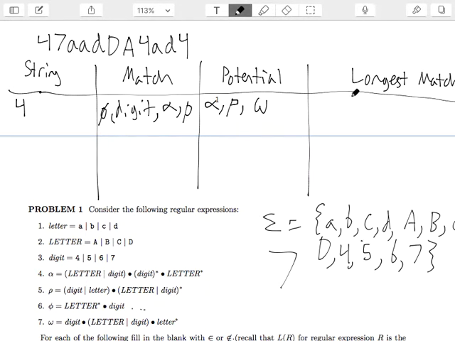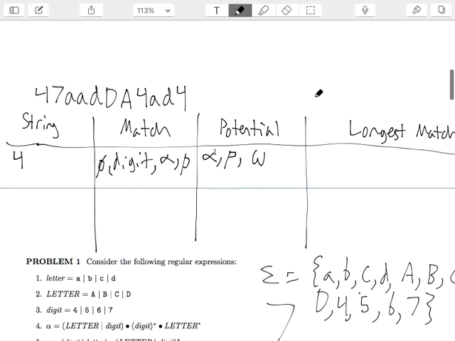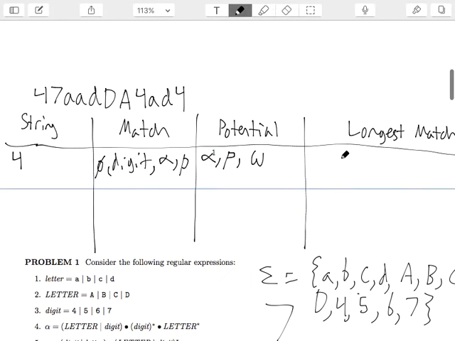So which one's the longest match, and how do I know? It's the first digit. It says the first one. All right, so I have four things that are matching here, but specifically because of the rule here, ties are broken in favor of tokens that appear first in the list, which is the assumption we've been making from the start. So it'd be digit one.